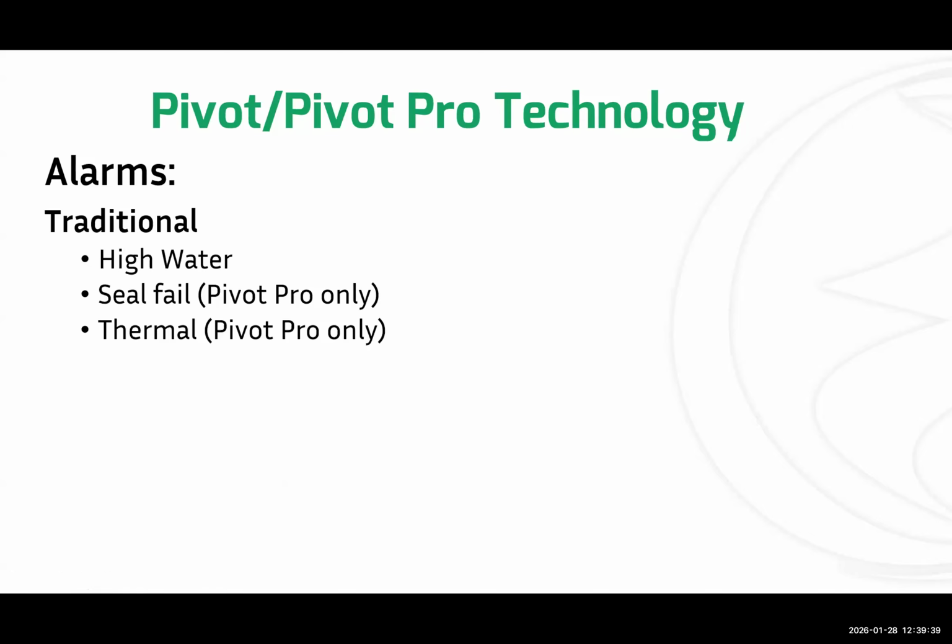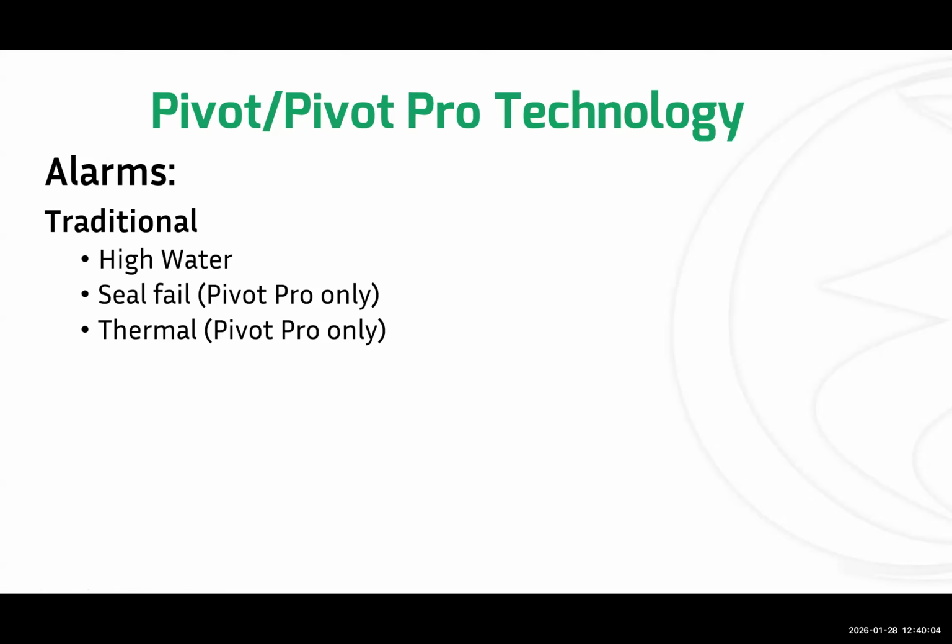Now let's get into alarm conditions. I mentioned earlier in the presentation that the pivot monitors for a lot more than simply high water. So it does the traditional things, right? It does monitor for high water. If you have a high water float that comes up, obviously it's going to sound an alarm, an audible and visual alarm, and it will let you know that something is going wrong in that regard.